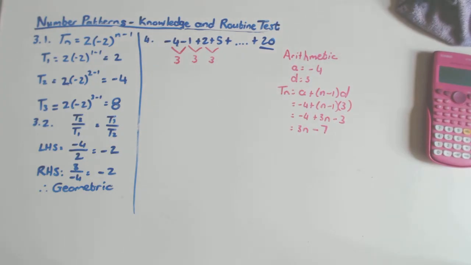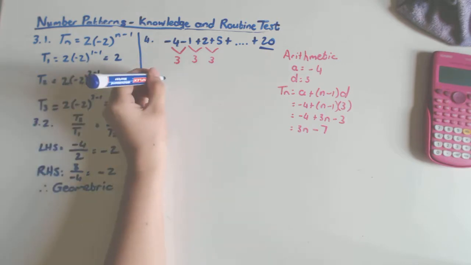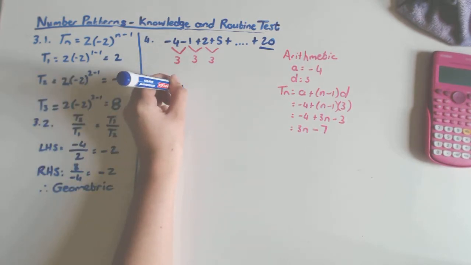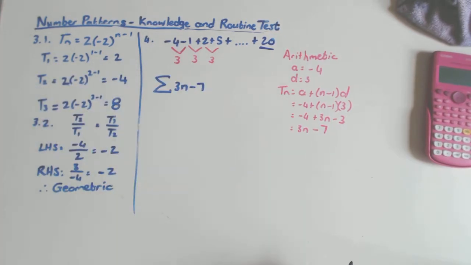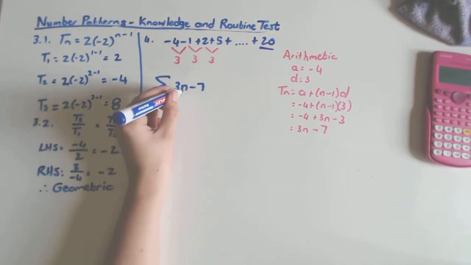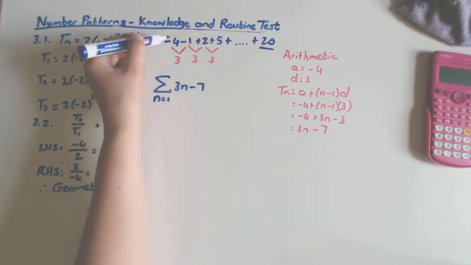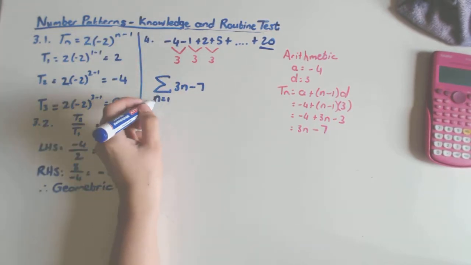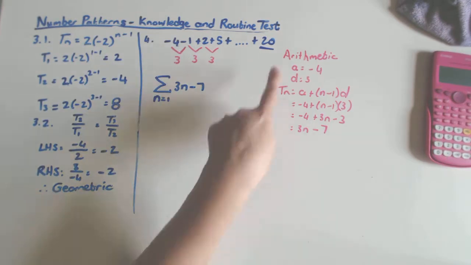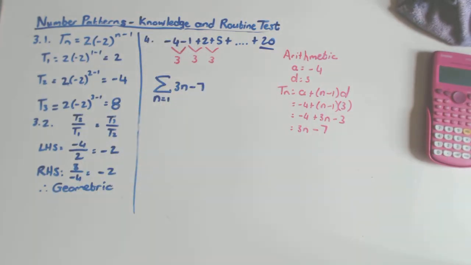So my general term in sigma notation is going to be 3n minus 7. Then I must just calculate where n will go from 1. If I substitute 1 in there, you can quickly test, you're supposed to get minus 4. And if you substitute 2 in there, you should get minus 1.